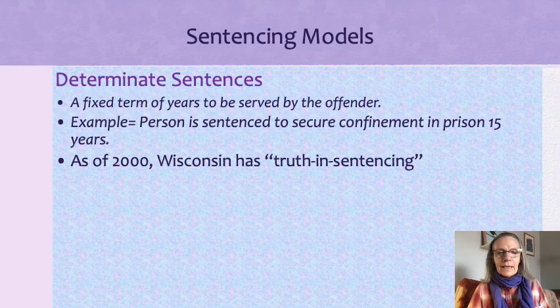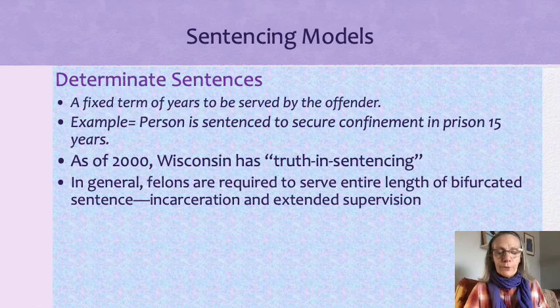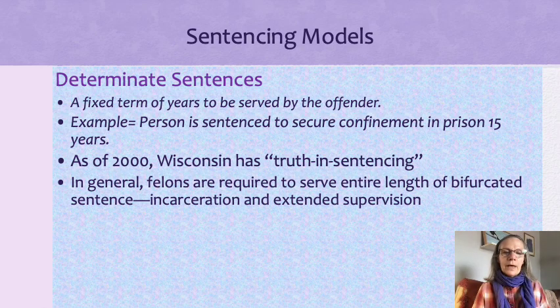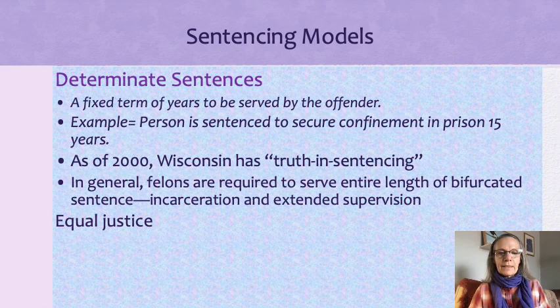And Wisconsin, as of 2000, has what's known as truth in sentencing. What that means is that in general, felons are required to serve the entire length of their bifurcated sentence, right? So usually in Wisconsin you'll be sentenced to a certain portion of incarceration and then extended supervision outside of prison after that. The thinking is that felons for the most part serve all of that portion of their sentence.